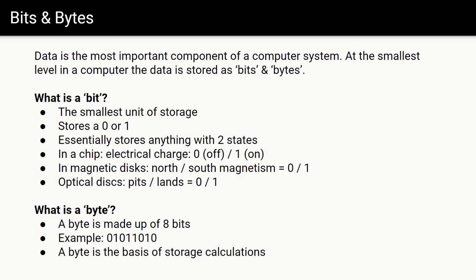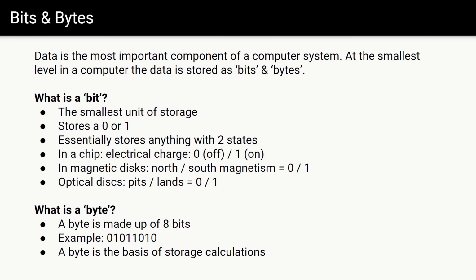So what is a bit? A bit is the smallest unit of storage. It's essentially two states, 0 or 1. So this can be represented as an electrical charge, such as in a CPU, as off or on. And so it'll be off being 0 and 1 being on.